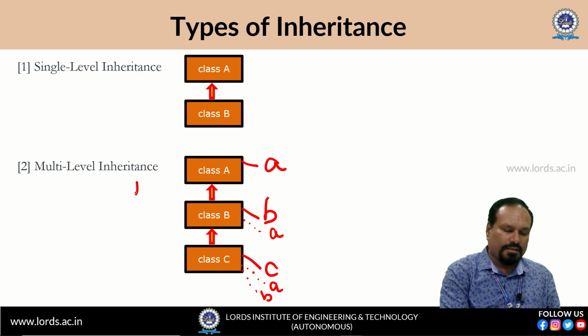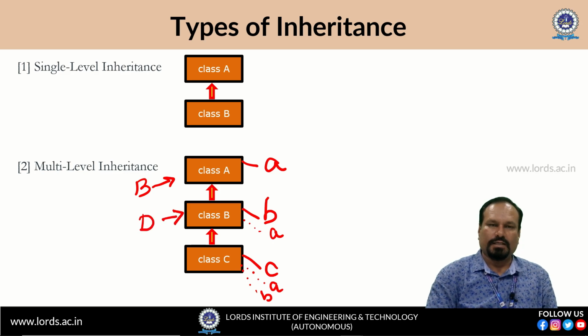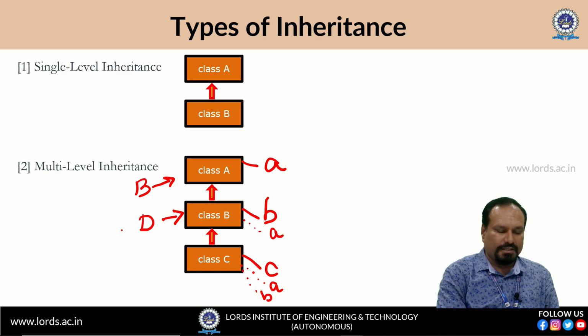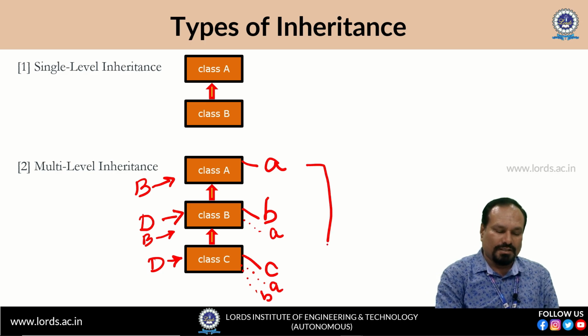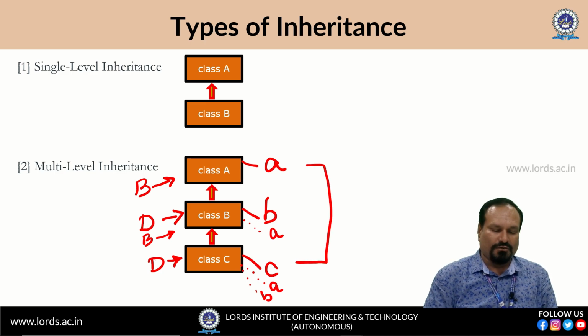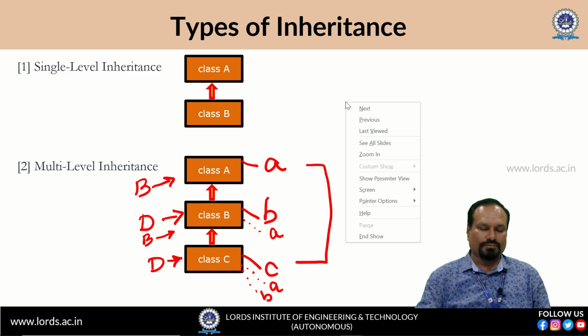Can I say this is a base class for B? Yes. Can I say B is a derived class of A? Yes. Can I say B is a base class for C? Yes. Can I say C is a derived class of class B? Yes. Can I also say C is a grandchild of A? Yes, we can say that C is a grandchild of A as well.